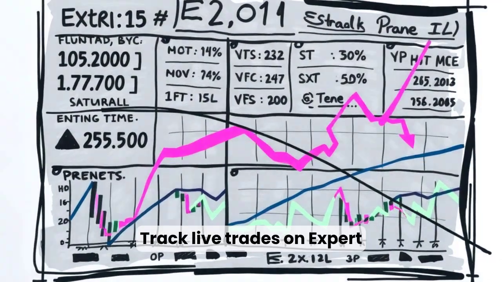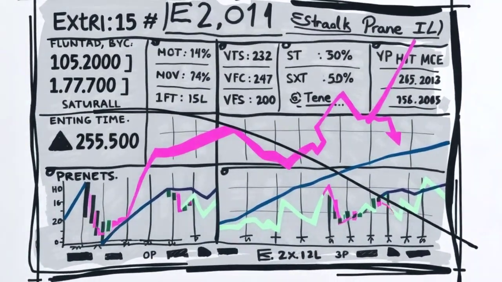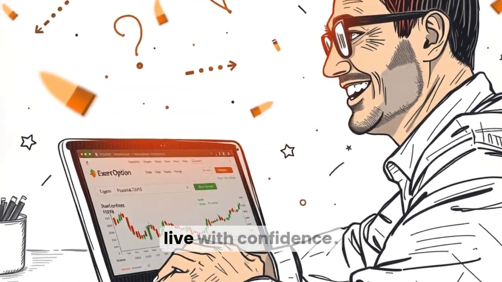Track live trades on Expert Option UI with animated scribble overlays and highlights. Practice on demo, refine your rules, and when ready, trade live with confidence.